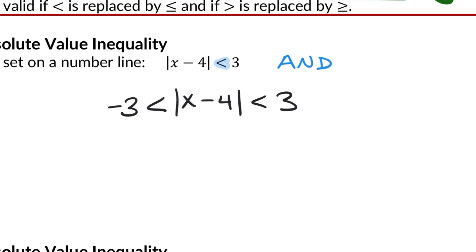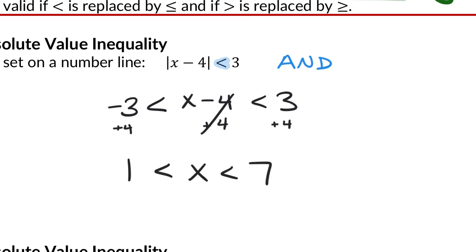So it was 3 over here. That's what they gave us. Negative 3. Correct. Okay, but once it's in this double-sided inequality, we don't need the absolute value bars anymore. And we have one step till we're done. How did we solve the compound inequalities? We just do what we would do to solve for x, but on both sides. So we're going to plus 4 everywhere. This is 1 less than x less than 7.